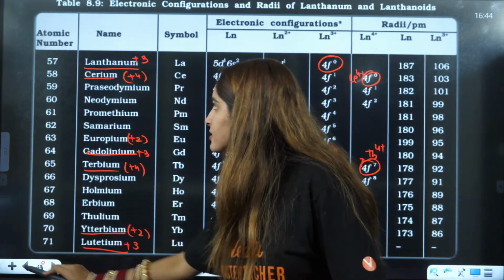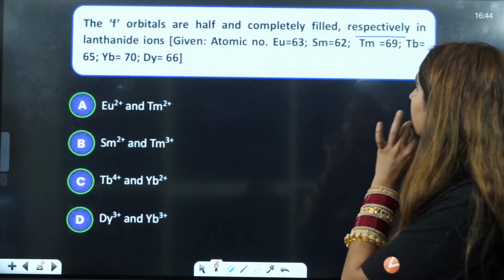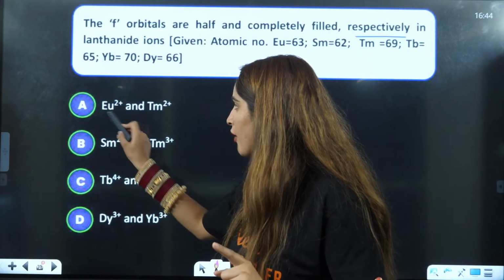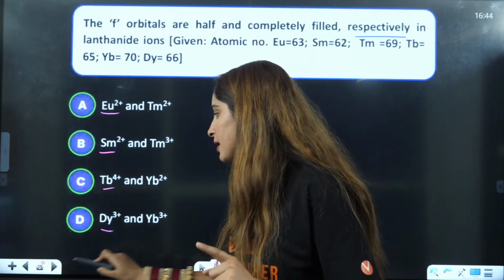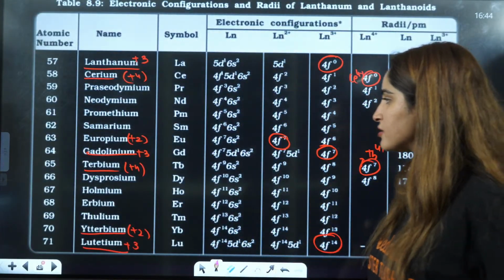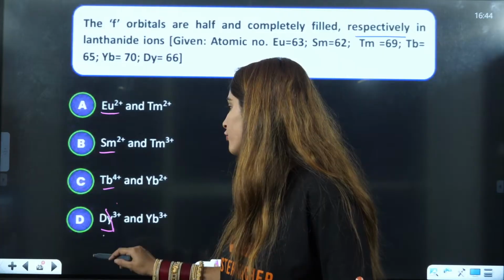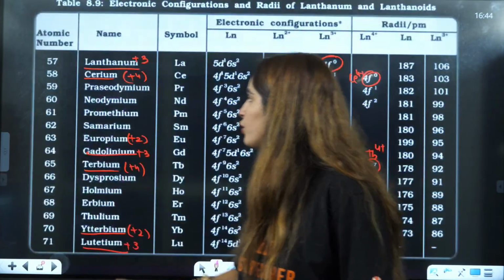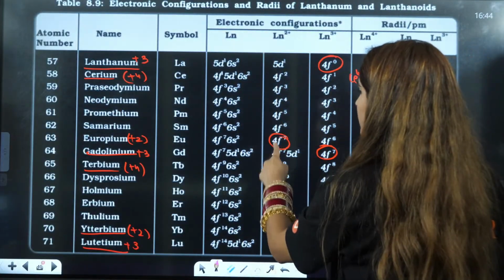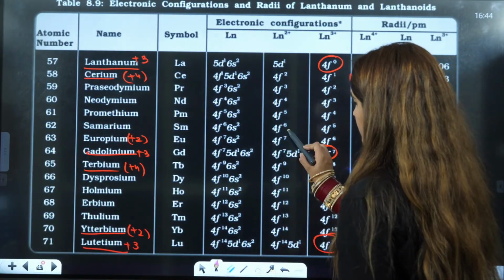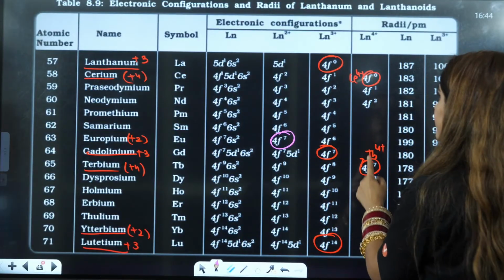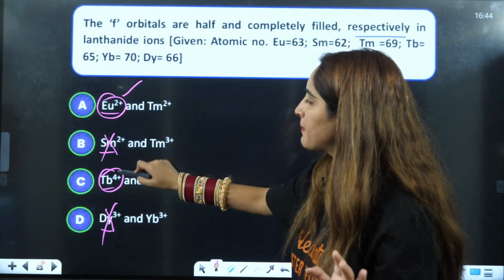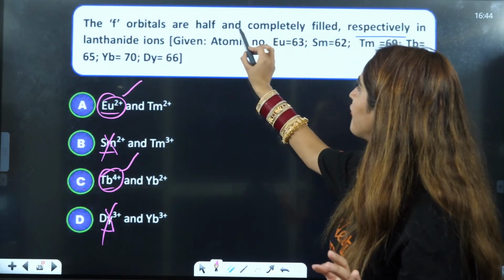Right now, let us see what is the question that they are asking. Half and completely filled respectively in lanthanoid ions, half filled. So half filled, you have europium, samarium, terbium. Dy is already eliminated. It is never half filled or fully filled. This is also never half filled or fully filled. Either this or this. Europium 2+, if you see, is a 4f7, right? That is half filled. Terbium 4+ is half filled. So europium and terbium both are half filled, right?